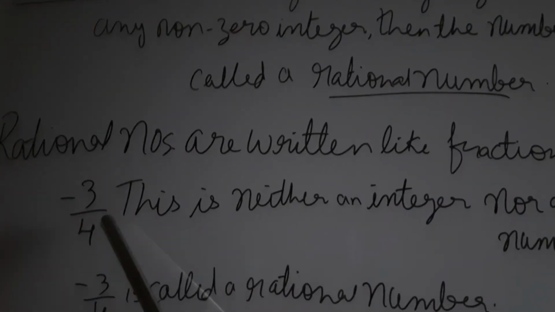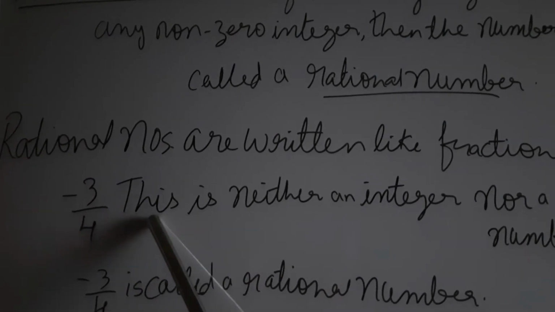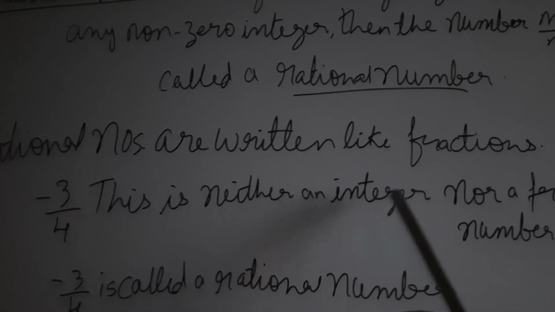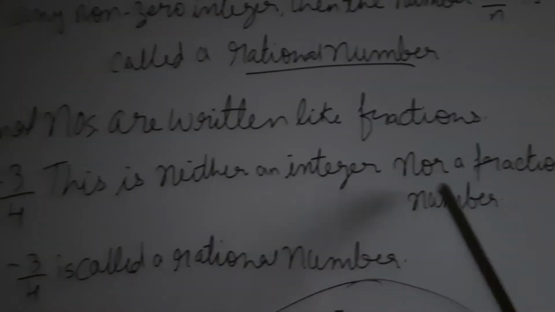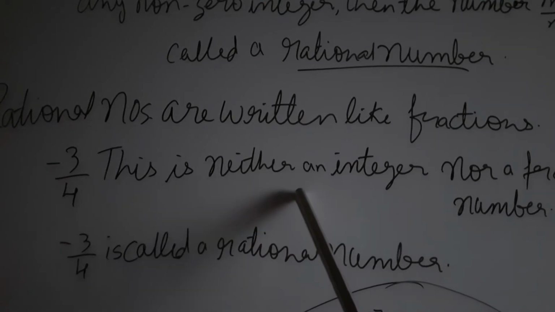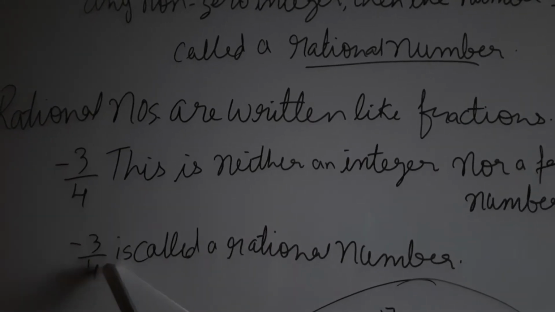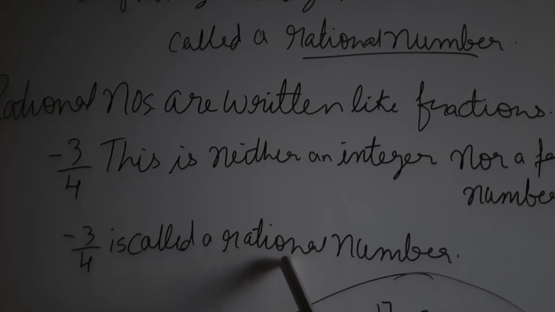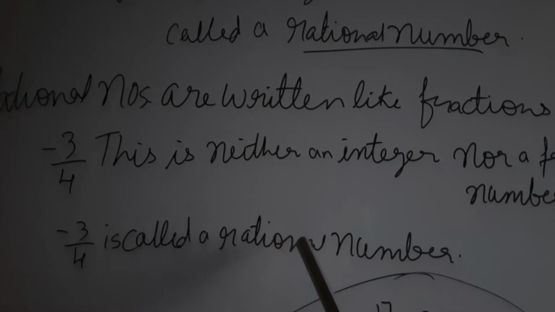See the example, minus 3 upon 4. This is neither an integer nor a fractional number. Minus 3 upon 4 is neither an integer nor a fractional number. So, minus 3 upon 4 is called a rational number.